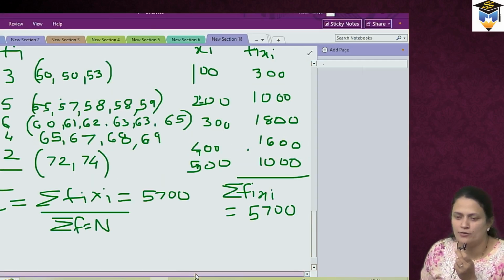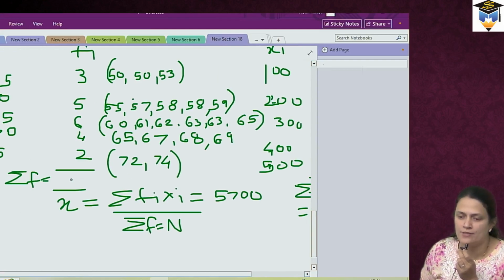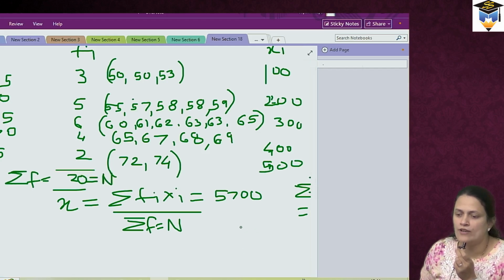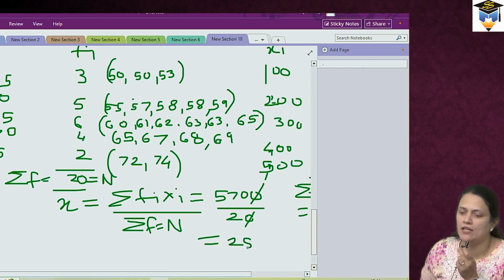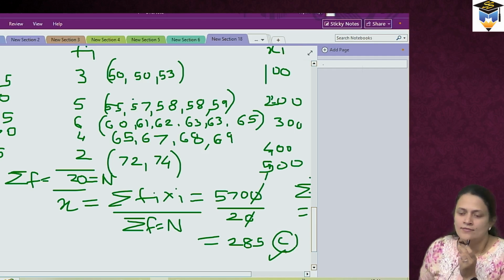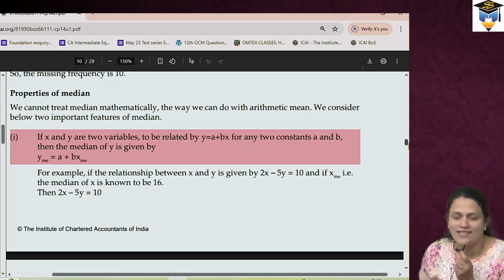This is not visible over here. So check this. This is summation Fi which comes out to be 20, which is our N. So 5700 divided by 20, the answer is 285, option C. Correct? Understood? Okay? Good. Now I am happy. Let us do the next.